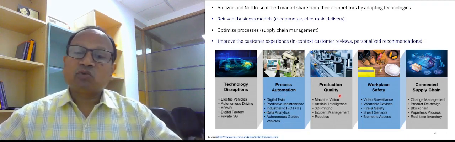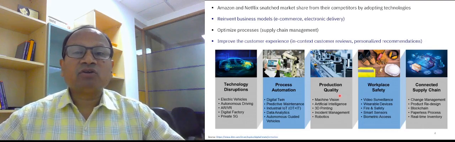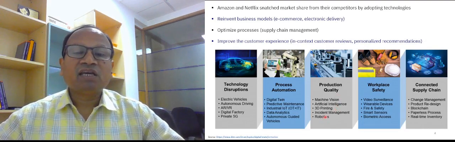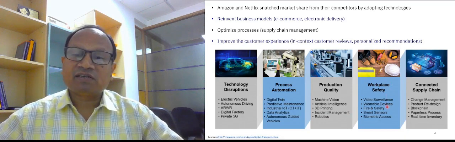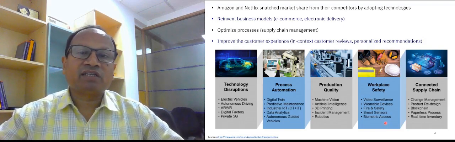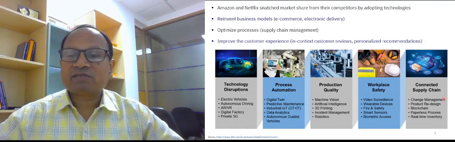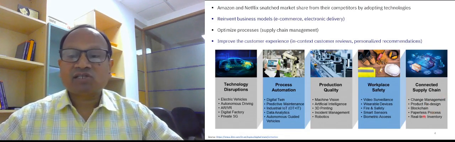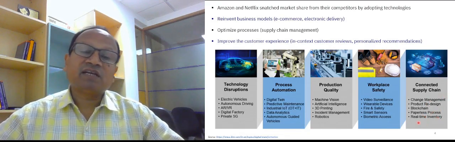As far as production quality is concerned, machine vision, AI, 3D printing, incident management, and robotics are the technologies which will be used. As far as workplace safety is concerned, video surveillance, wearable devices, smart sensors, and biometric access provide security and authenticity in the workplace. Then, connected supply chain, change management, product redesign, blockchain, paperless process, real-time inventory.